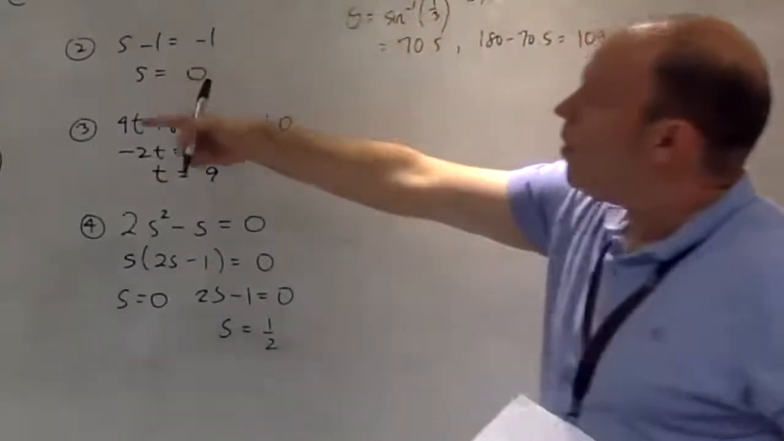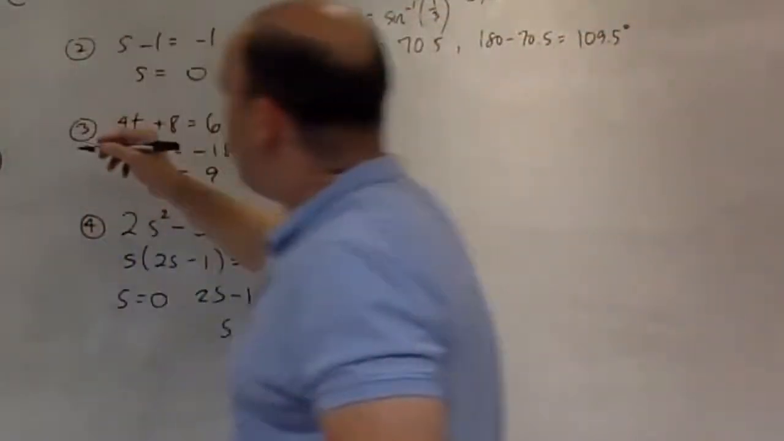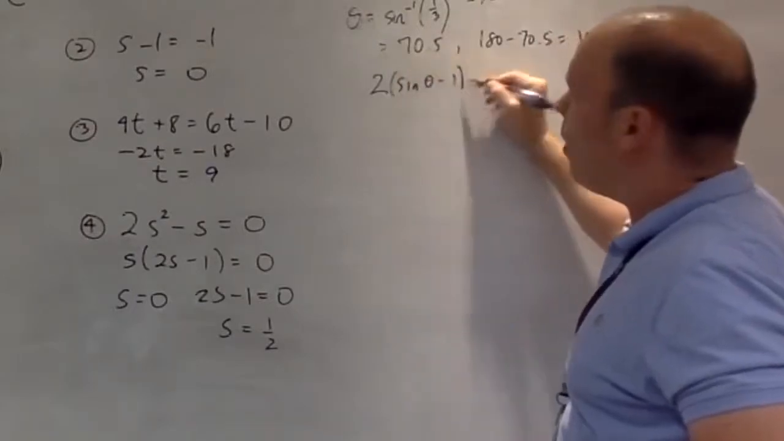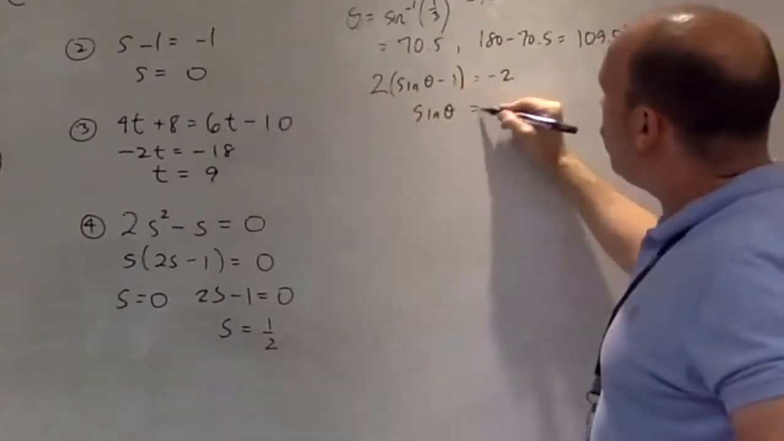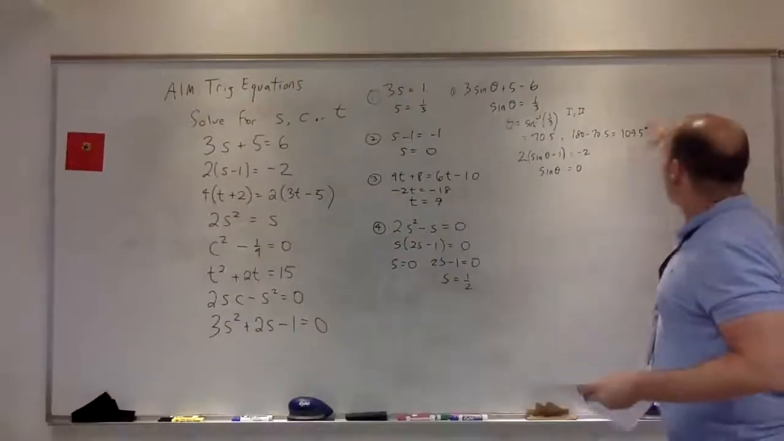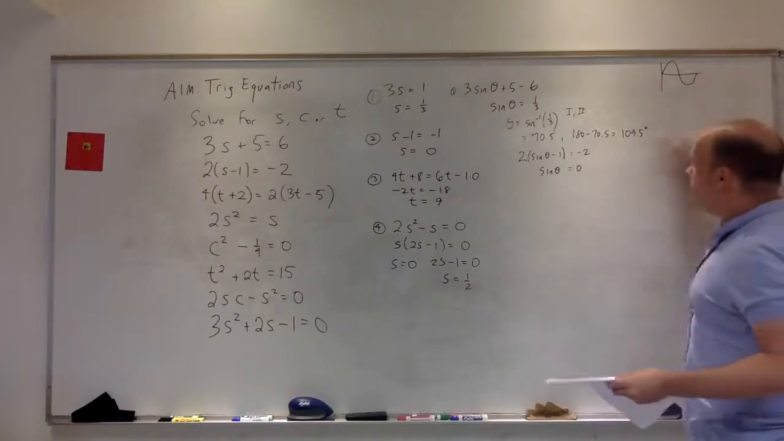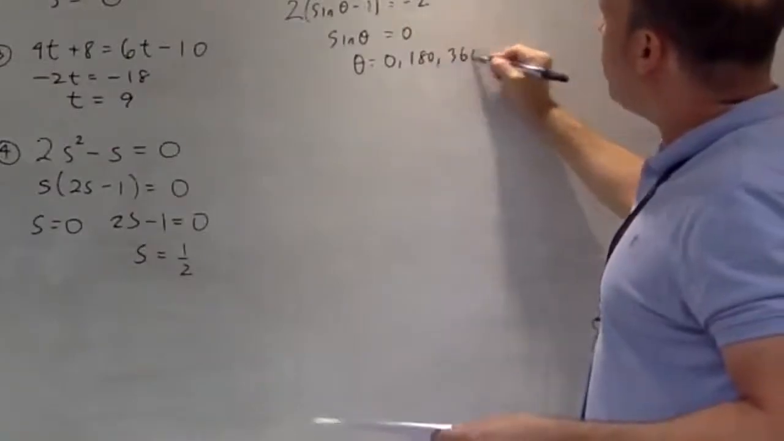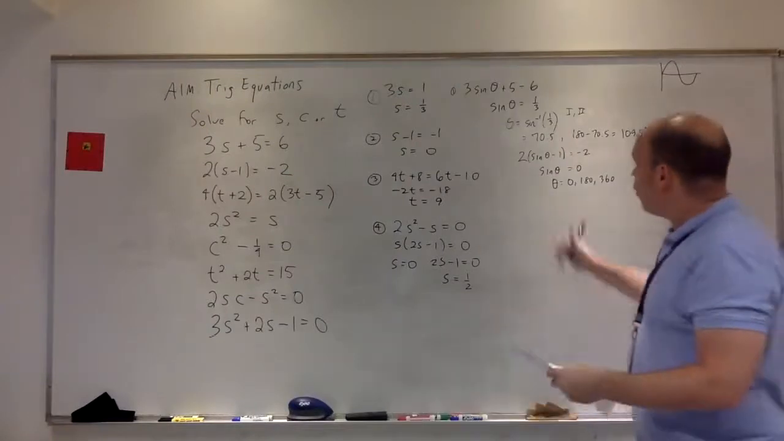The second one was 2 times s minus 1, but actually, the equation was 2 sine theta minus 1 equals -2. So we've got the solution of sine of theta equals 0. Well, that's easy. We know from 0 to 360, we remember the graph. It's 0, 180, 360. So theta is equal to 0, 180, 360. Know how to go from degrees to radians, they might ask. Good.